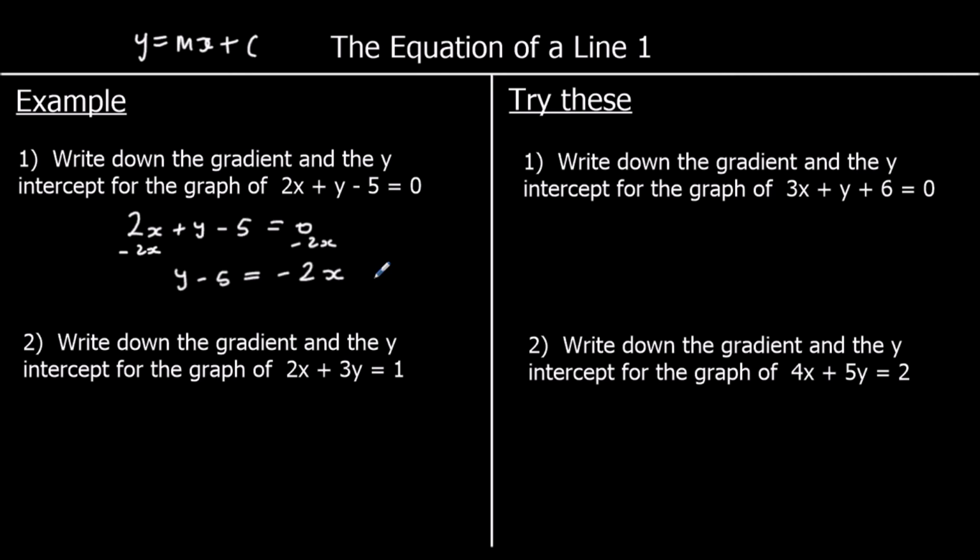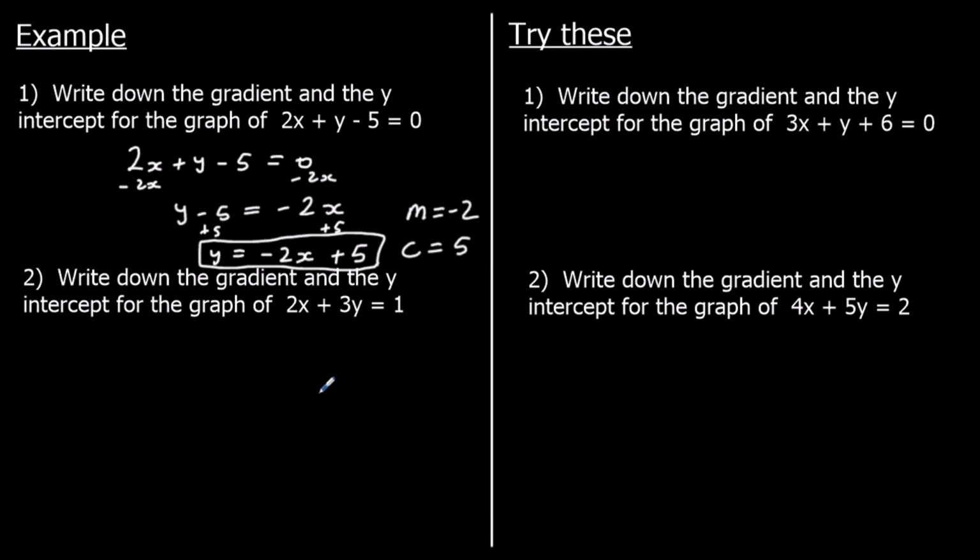But then to get y by itself, I can add 5 to both sides. So y is going to be negative 2x plus 5. So now it's in the form y equals mx plus c. So I can write down that the gradient is negative 2 and the y-intercept is 5.